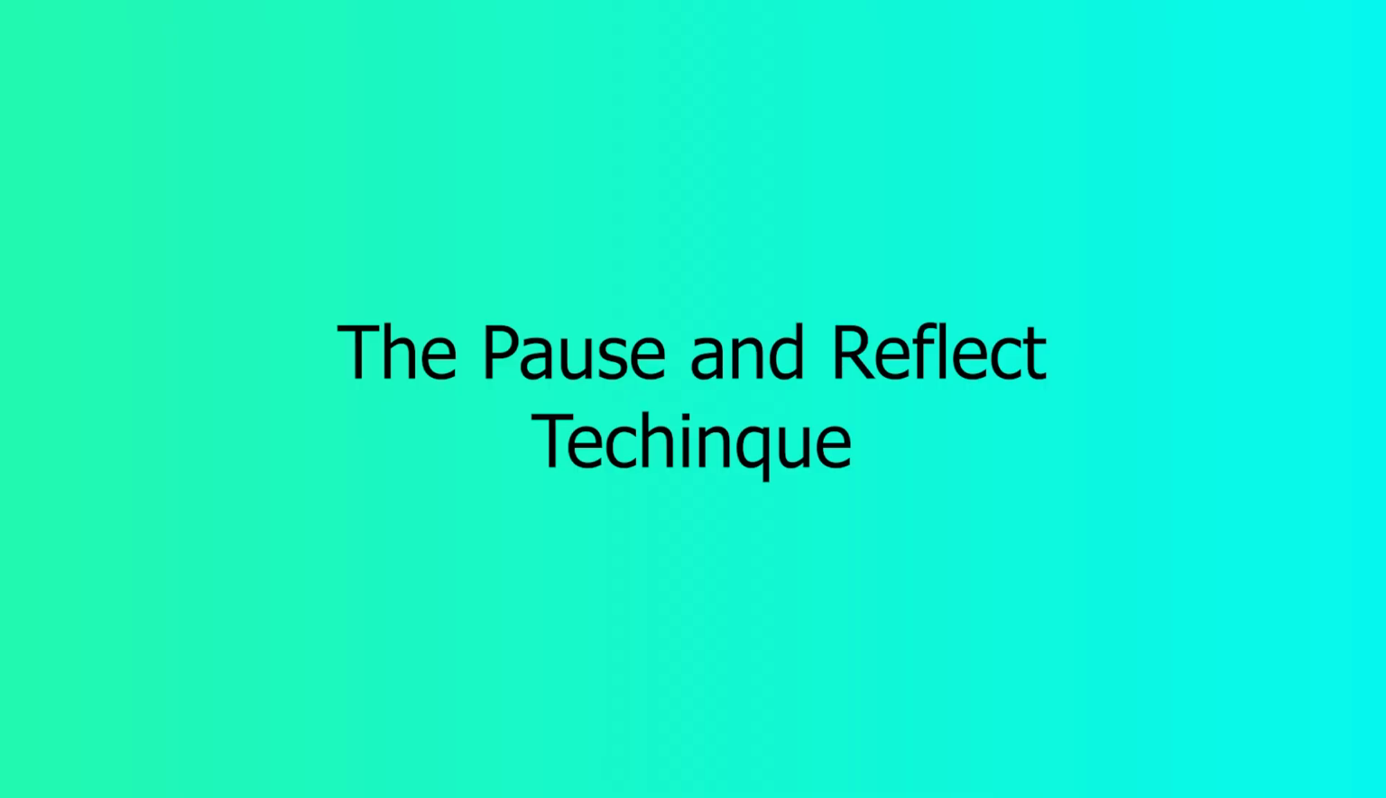The pause and reflect technique. Use strategic pauses to underscore transitions. As you practice your speech, insert a deliberate pause before and after each transition. During these pauses, you might briefly summarize what was just discussed before signaling the next point. This technique gives the audience time to process information and anticipate what's coming next.